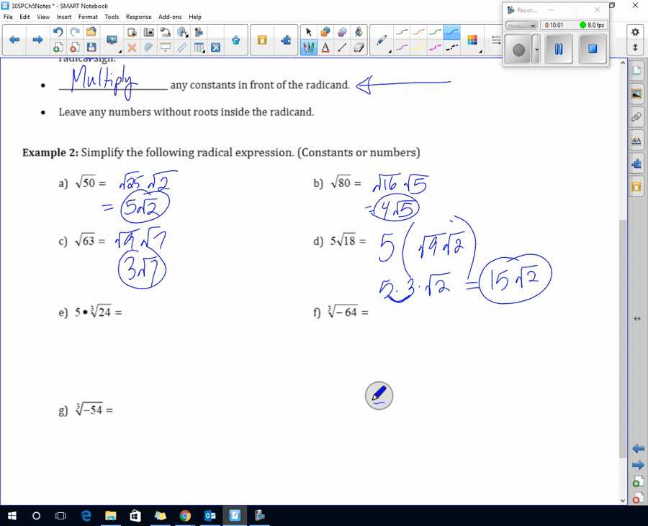Okay, so this would be 5 times the cube root of 8 times the cube root of 3. Some of you guys are so good at this, you don't even have to show all your work, right? So this would be 10 cube root 3. Is that what you got? And the cube root of 64 is -4.